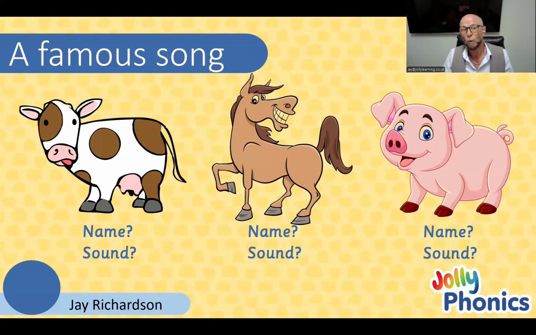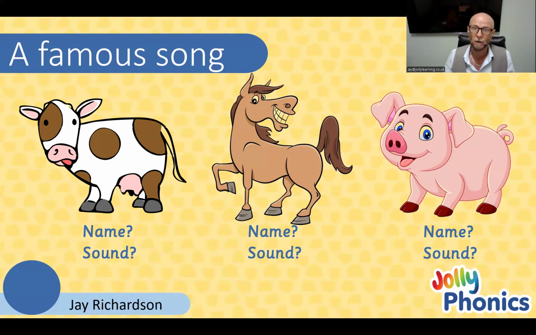But what sound? Oh, sorry, let's do another. What's the name of that first animal? It's a cow. What sound does a cow make? Moo. Good. What's the second animal? The name is horse. Its sound, neigh. The third animal's name is a pig, and its sound is oink.